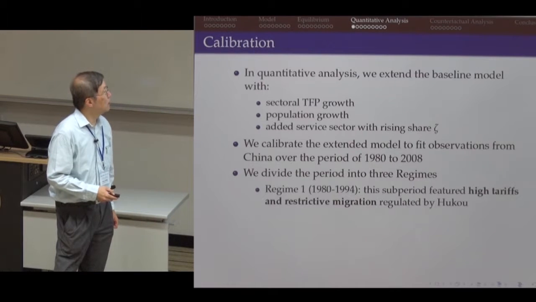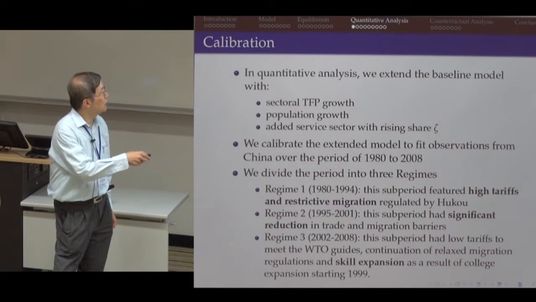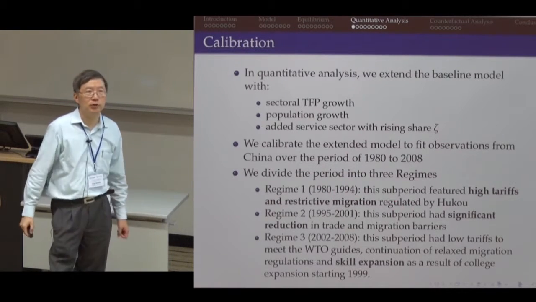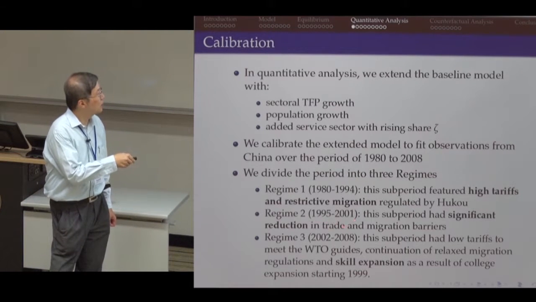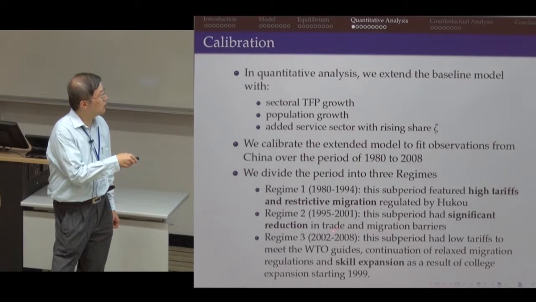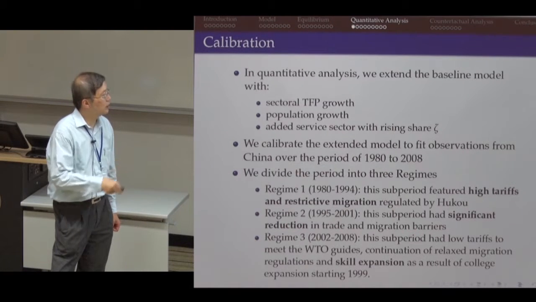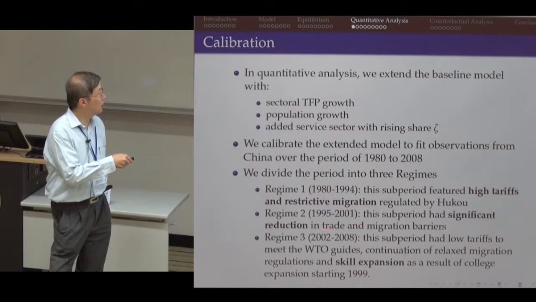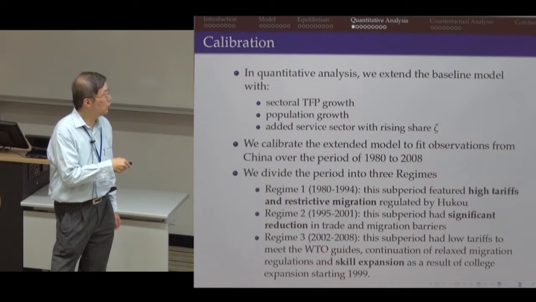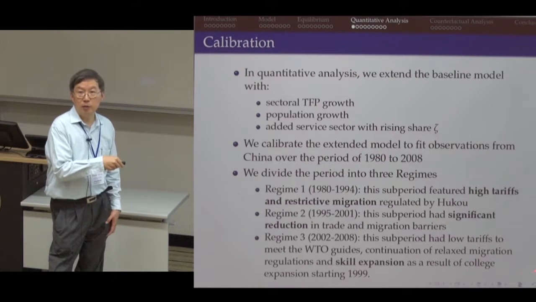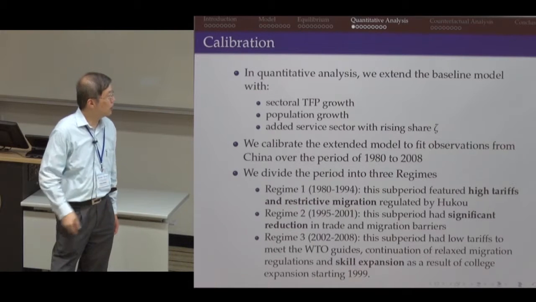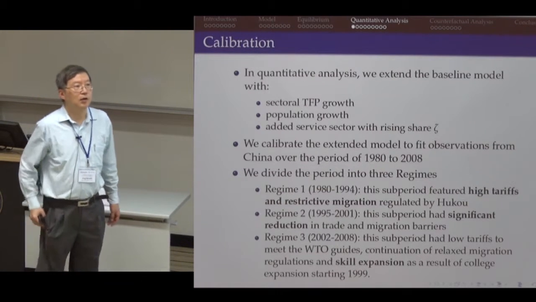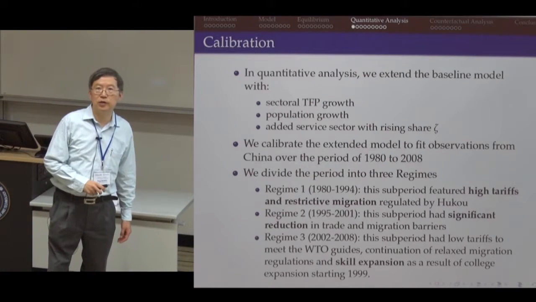And then we look at the three different regions. Region one is going to be the early region, featuring high tariff and a very restrictive hukou system. The second regime is, we begin to see the reduction in tariff and in migration barriers already. This is even before joining the WTO. Okay, then we have seen this reduction already. Then the third region, joining WTO, and we have more relaxation of the migration regulation, in particular the blue stamp type. Okay, and then also the skill expansion, which is due to the college admission rate increase starting 1999.